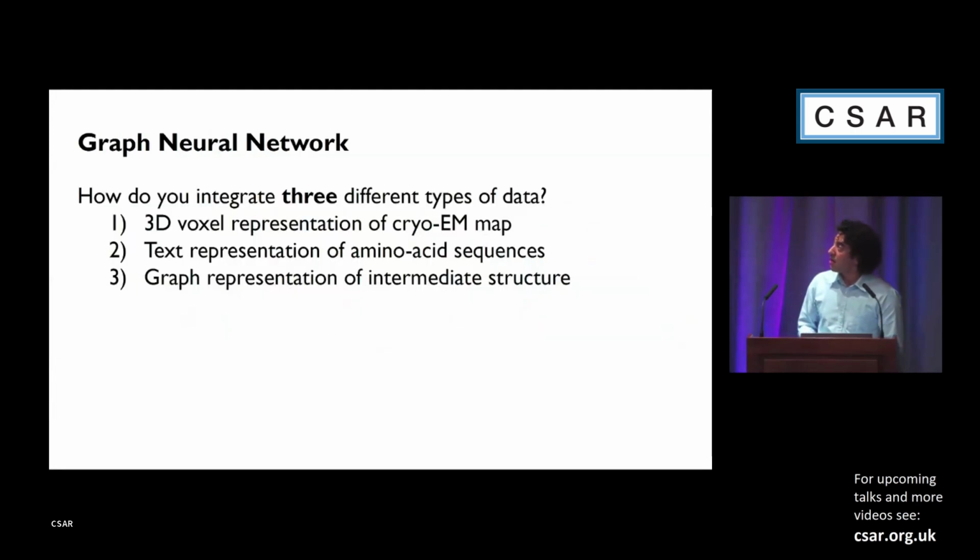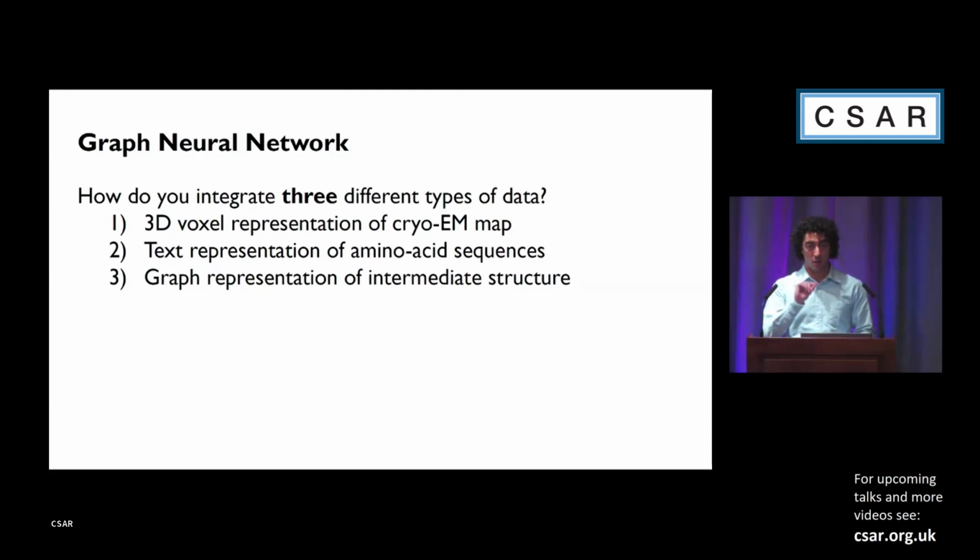The main issue of the problem is that you have three different kinds of information that you want to integrate together. It's not like a usual machine learning problem where, let's say, you have text that comes in and you want to output text, like ChatGPT, or you have videos that come in and you output videos or classification. This is quite an interesting problem because you have your initial cryo-EM map, which is a 3D voxel field. It's basically a cube of little floating point numbers, one for each voxel.